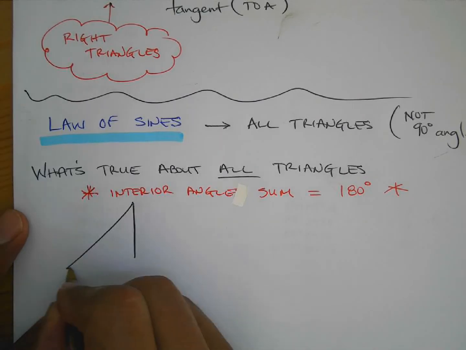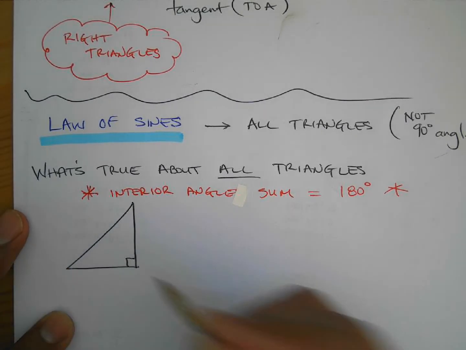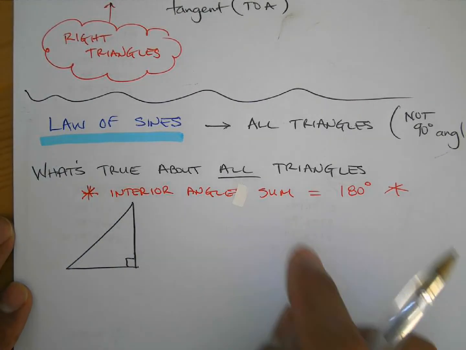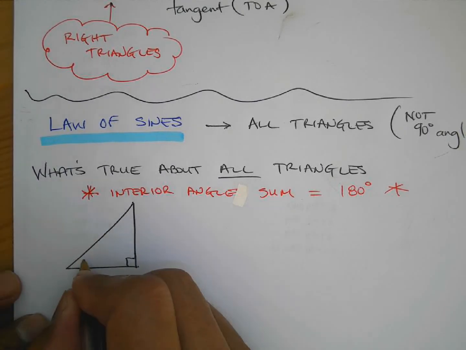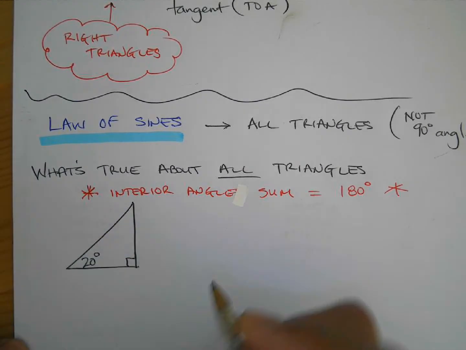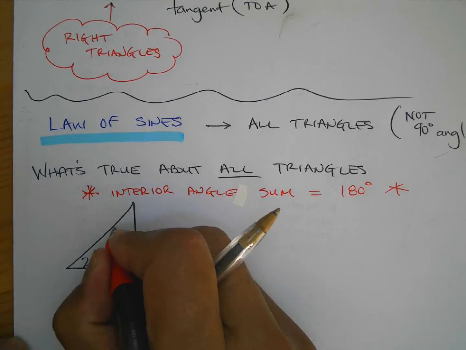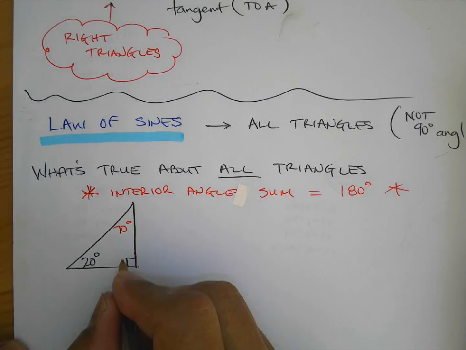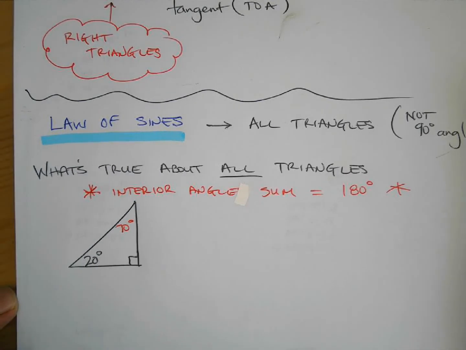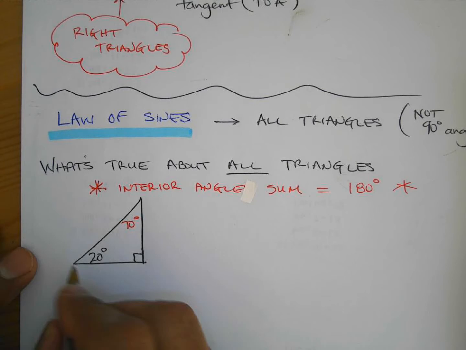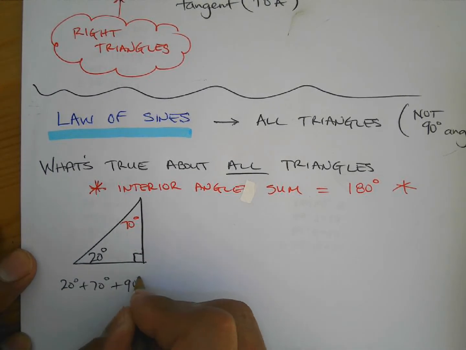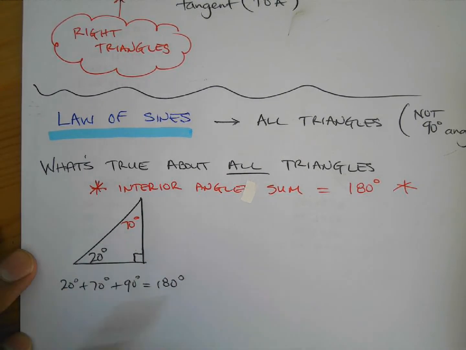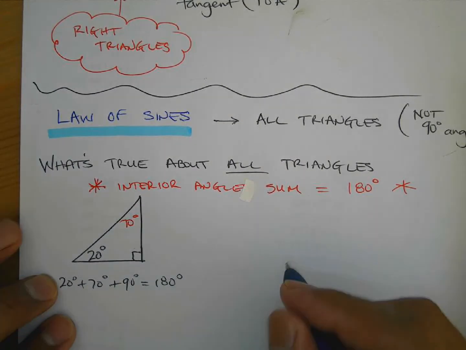We know that for a right triangle, even though we're not going to work with right triangles, if this one's 20, then this is 70. These three have to add up to 180. 20 plus 70 plus the right angle of 90 is equal to 180.